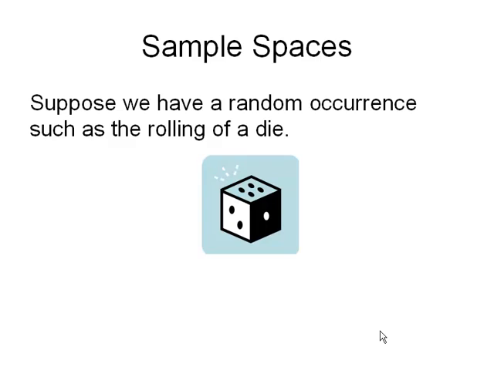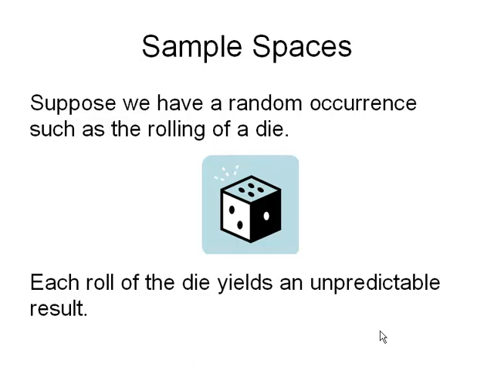In order for us to talk about probability, we have to have a random occurrence, something like the rolling of a die. When you roll a die, you're never quite sure what's going to come up, provided that it's a fair die. So each roll of the die yields an unpredictable result. But based on what you know about the die, you know that each one of the faces on the die is just as likely to come up as any other.